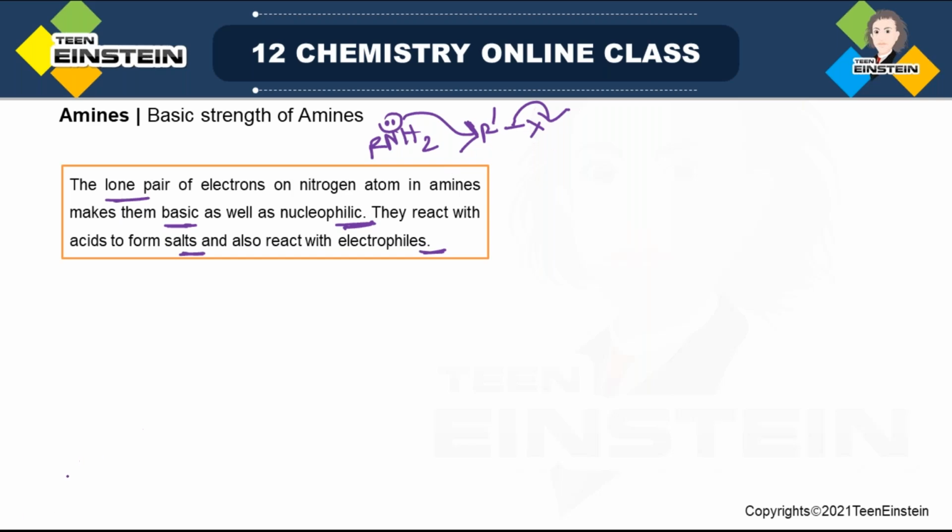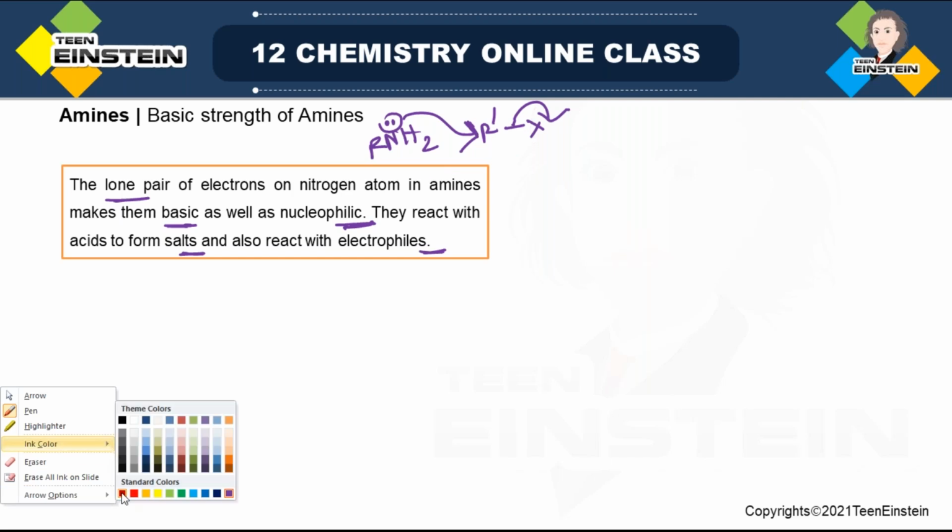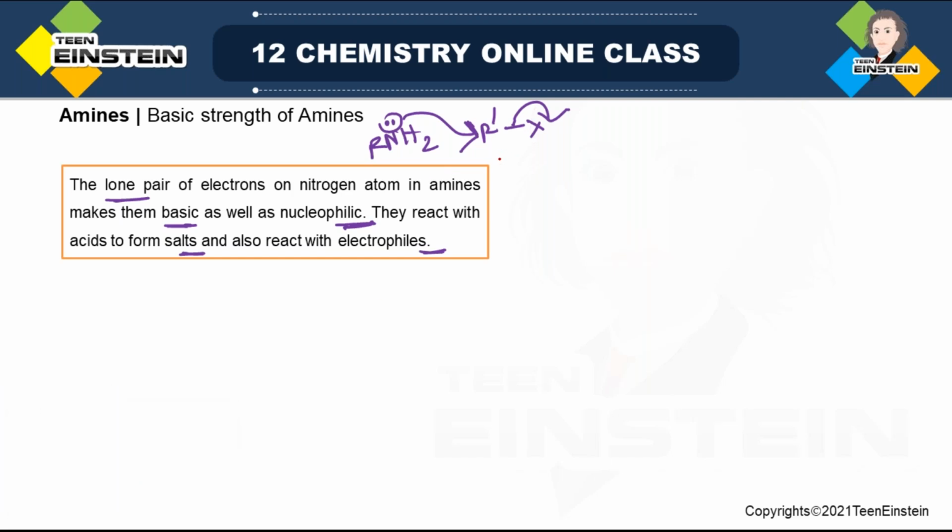Rather than taking RX, that is alkyl halide, suppose you have taken something where an acidic proton is present, and now this lone pair can also attack. So in this case it is base, in the other case it is nucleophile. That is the difference.